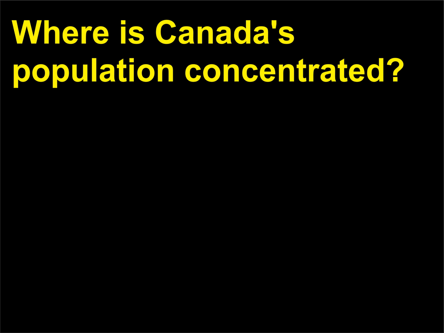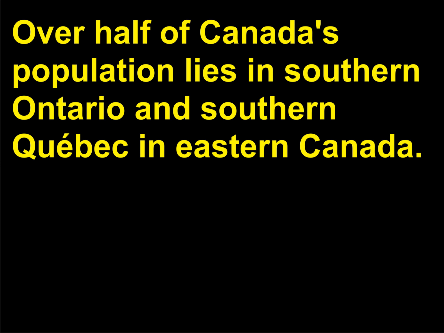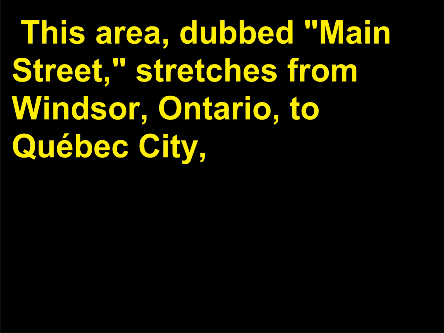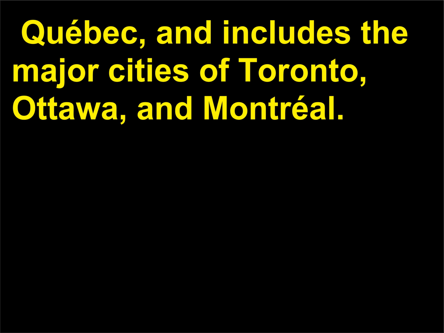Where is Canada's population concentrated? Over half of Canada's population lies in southern Ontario and southern Quebec in eastern Canada. This area, dubbed Main Street, stretches from Windsor, Ontario, to Quebec City, Quebec, and includes the major cities of Toronto, Ottawa, and Montreal.